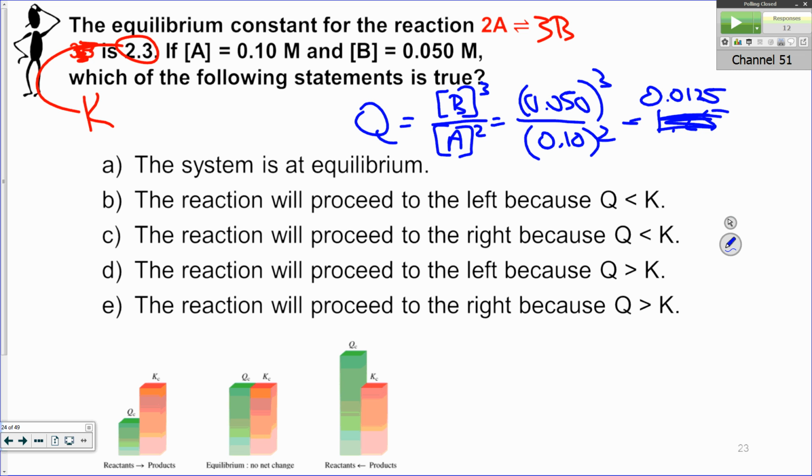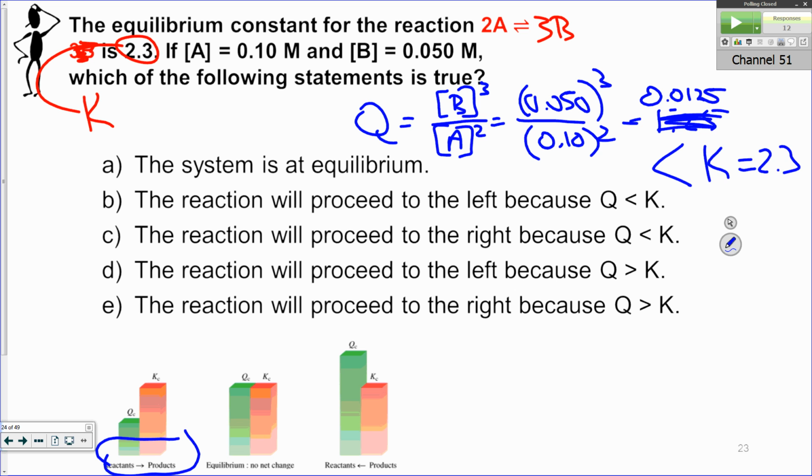Okay, so I got this value. Now I need to compare the K value. K is 2.3. Right, so in this case, K is greater than Q. So if we have a case where K is greater than Q, K is equal to, we said, 2.3. So if K is greater than Q, it's the forward direction. So the system is going to proceed in the forward direction, since K is greater than Q.